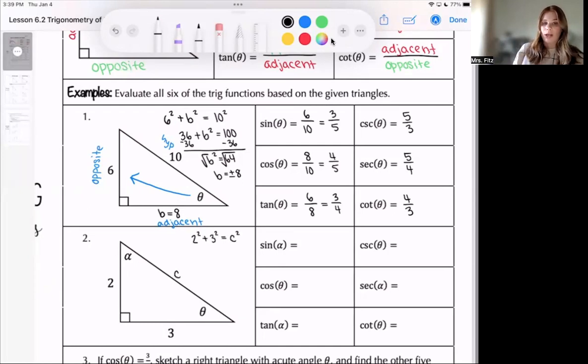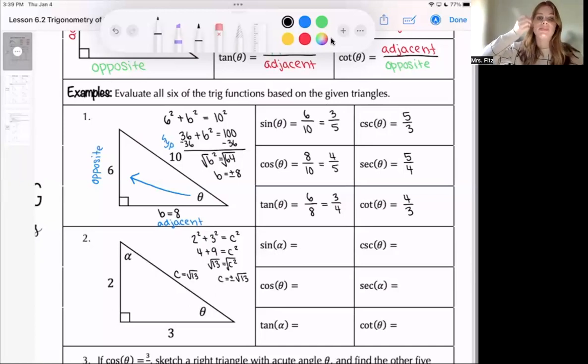We don't know what c is. So we have 4 plus 9 equals c squared. 13 equals c squared, square root both sides, and c equals plus or minus root 13. But remember, for the purposes of these problems, we're going to use the positive root 13.